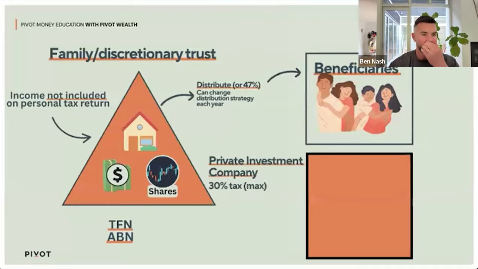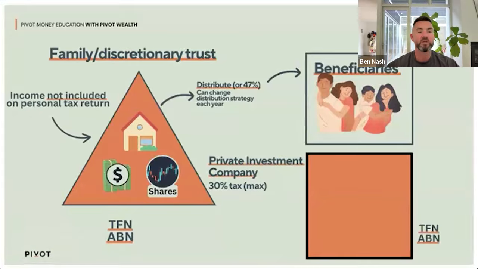The other thing you can do with the trust, and we'll talk a bit more about this in the next section, is set up your own investment company as a beneficiary of the trust. The reason you would potentially do that is that a company has a 30% tax rate attached to it, which is much, much lower than most people's marginal tax rates. If I look particularly at the exercise we did at the start, on what the current tax rate is, you're basically saving 10 to 17% by having income fall into a company rather than a trust.